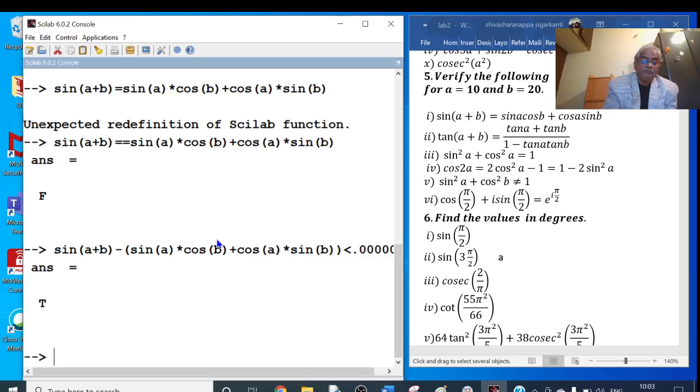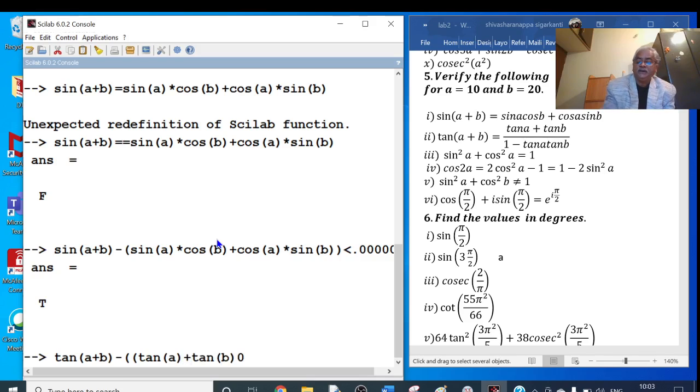Tan of A plus B, that's what I do here: tan of A plus B, bracket close, minus that whole thing. I will open a bracket. Tan A plus tan B is in the numerator, so for the numerator I have to put one more bracket here: tan A plus tan B, bracket close.